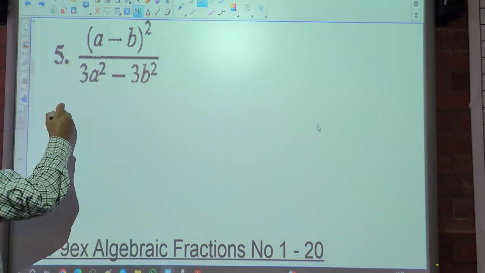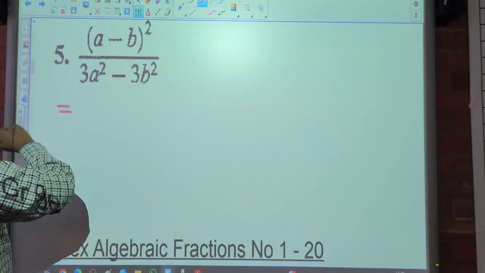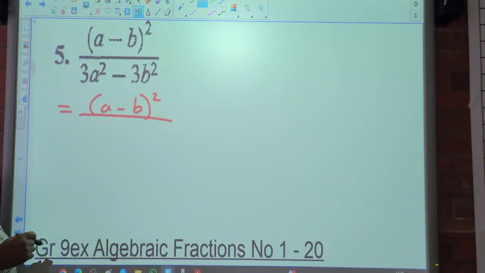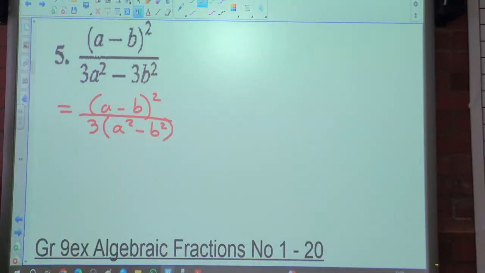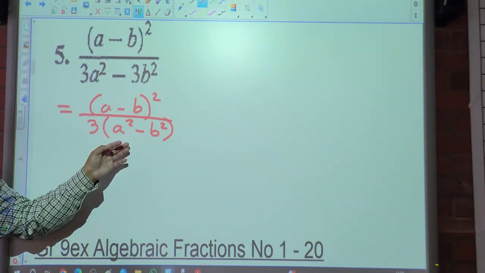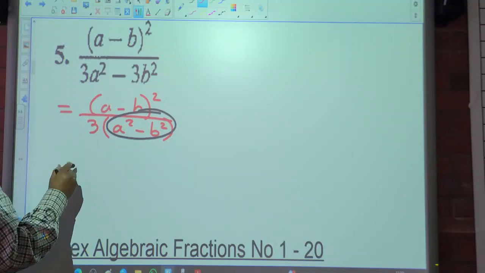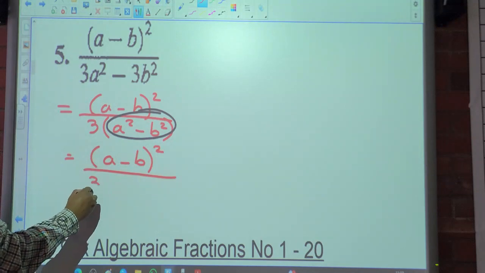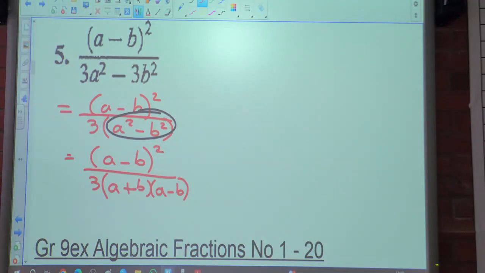The denominator, what do we have? 3a squared minus 3b squared. Again, can we cancel this here? No. What can be done in the denominator? Common factor of 3. What are we left with? a squared minus b squared. Can this now cancel? No. But what factorization will happen here? Difference of two squares again. So that will give you 3 times a plus b, a minus b. So hang on. What do I notice now?